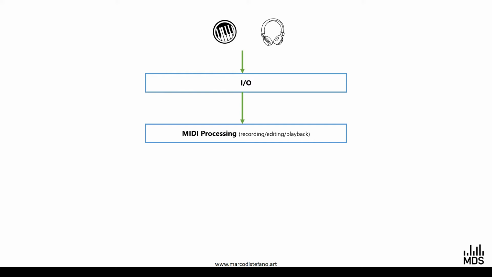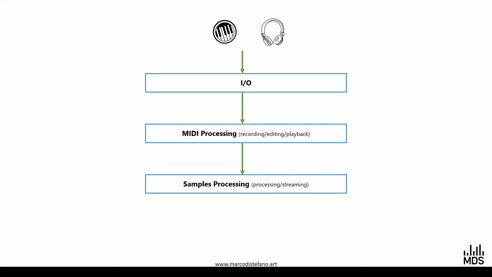But in order to do the playback, we have still another component, which is the one doing the samples processing. It is the one which is transforming, on the request of the MIDI processor, all the MIDI input into audio. And this is done through the use of samples. Once the MIDI is transformed into audio, it is given back to the MIDI processor, which is managing the playback, and then it is given back to us through our headset or monitor, whatever it is.